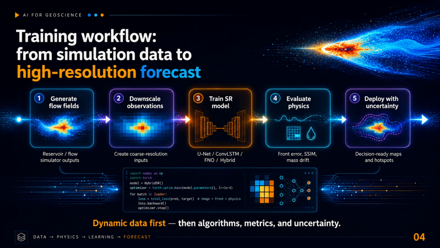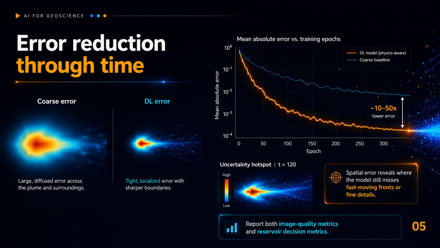When the model learns well, the error should reduce through time. This slide shows the learning process. At the beginning, the model may produce large errors. The coarse error is often spread across a wide area. This means the model does not clearly know where the plume boundary is. But as training continues, the deep learning model learns the structure of the flow. The error becomes smaller and more localized.